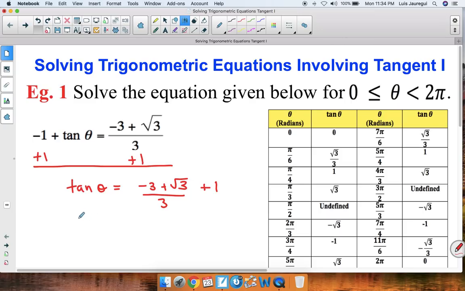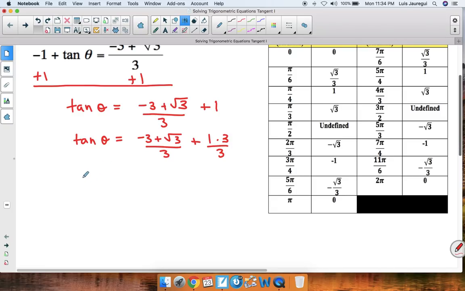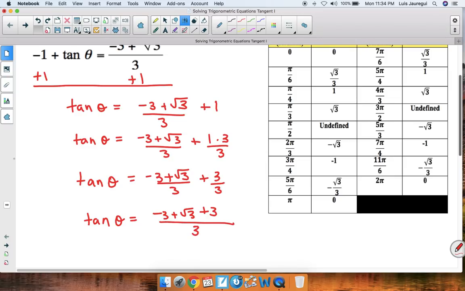Now we're going to get the same denominator, so we get that tangent of theta is equal to (-3 plus square root of 3) all over 3 plus 1 times 3 over 3. Doing so enables us to rewrite this equation as follows. Tangent of theta is equal to (-3 plus the square root of 3) all over 3 plus 3 over 3, which now becomes tangent of theta is equal to (-3 plus the square root of 3 plus 3) all over 3, since they have the same denominator.